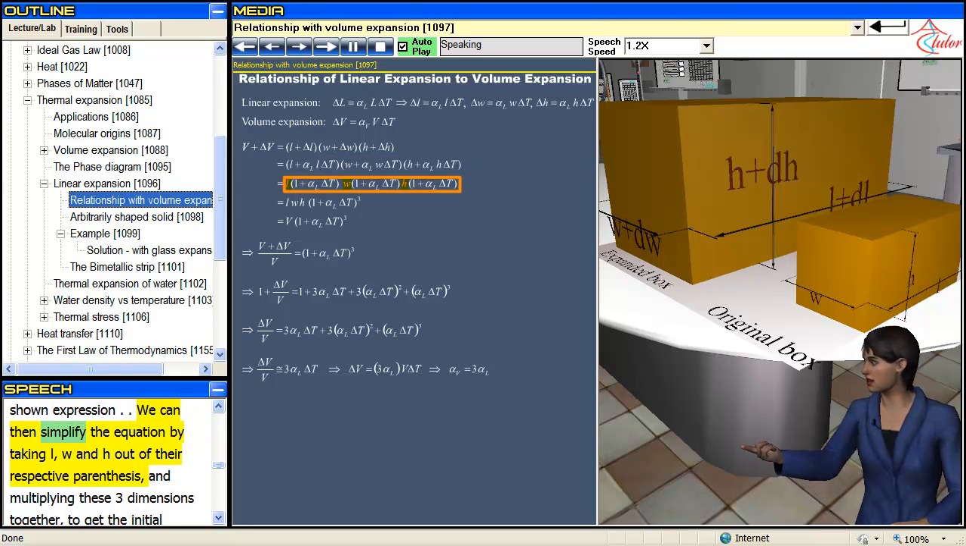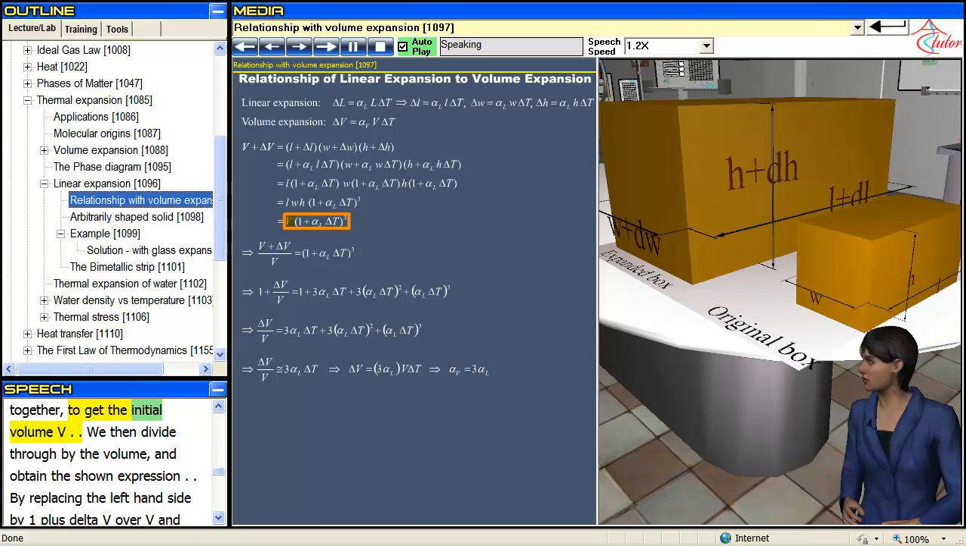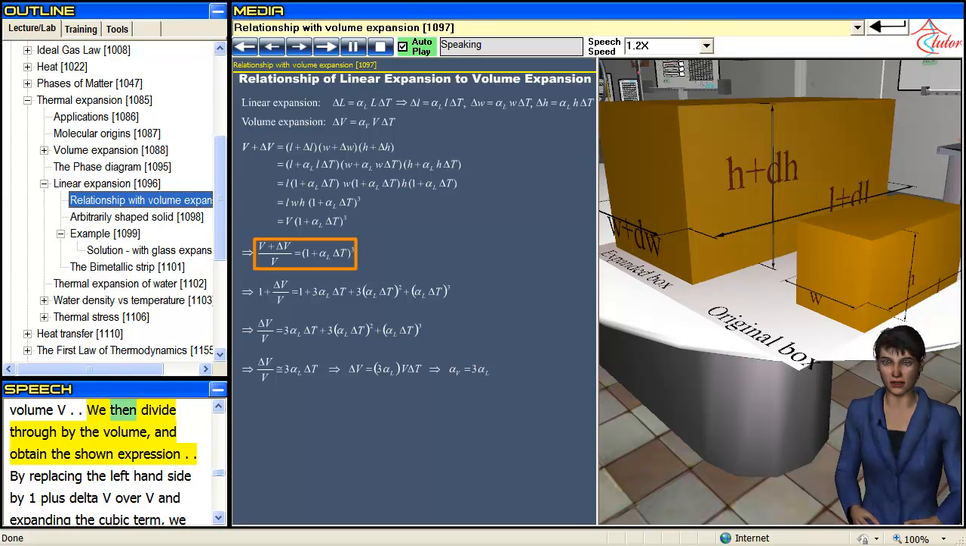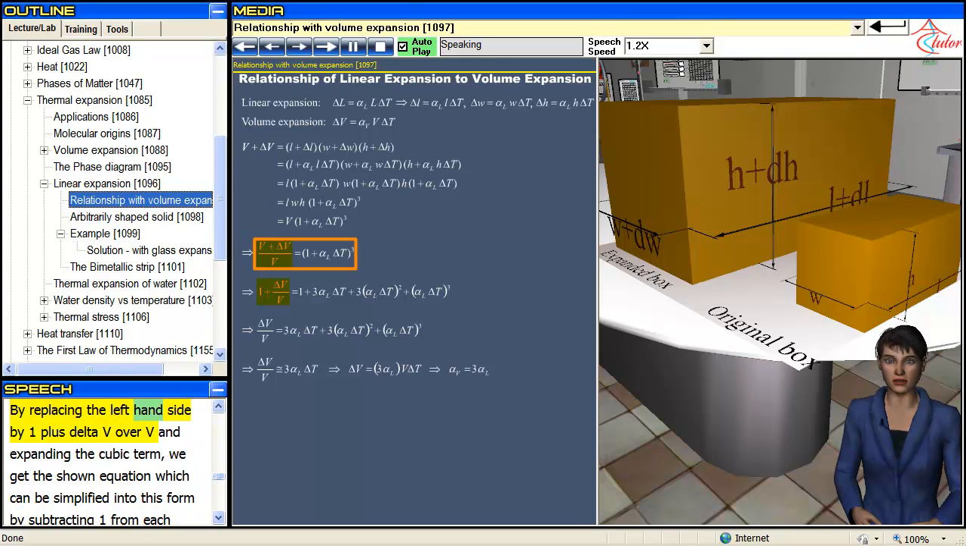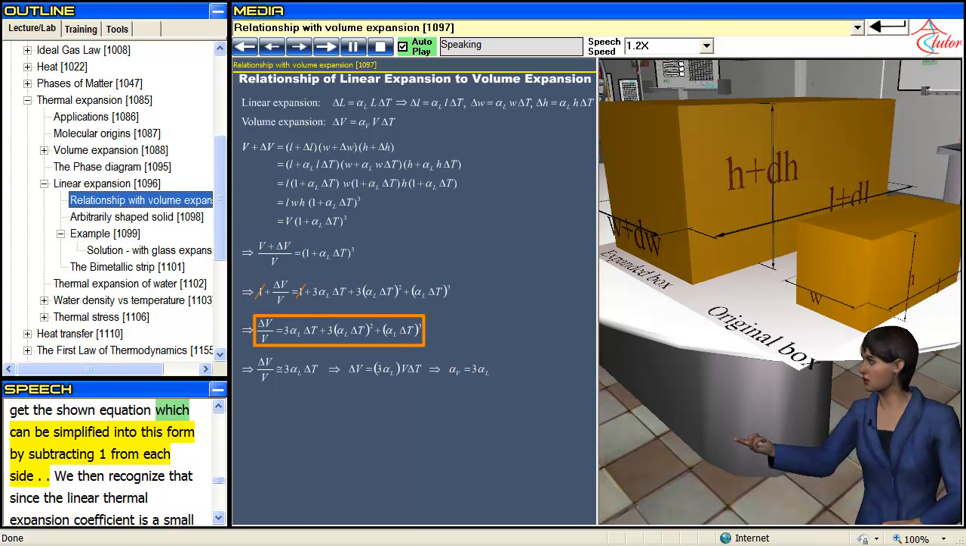We can then simplify the equation by taking L, W and H out of their respective parentheses, and multiplying these three dimensions together, to get the initial volume V. We then divide through by the volume, and obtain the shown expression. By replacing the left-hand side by 1 plus delta V over V and expanding the cubic term, we get the shown equation, which can be simplified into this form by subtracting 1 from each side.